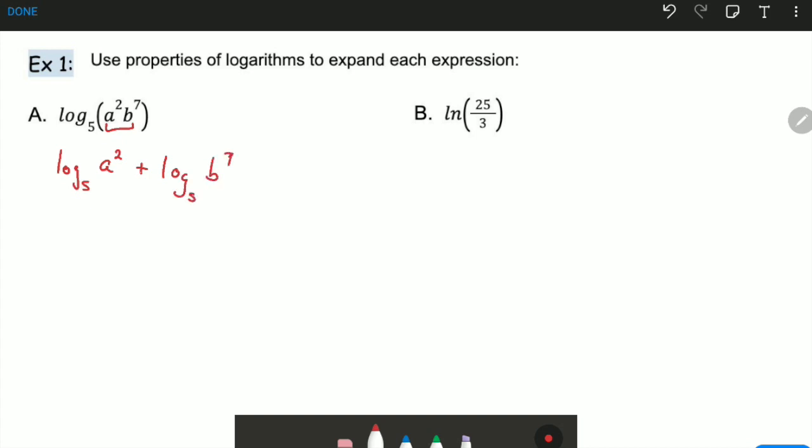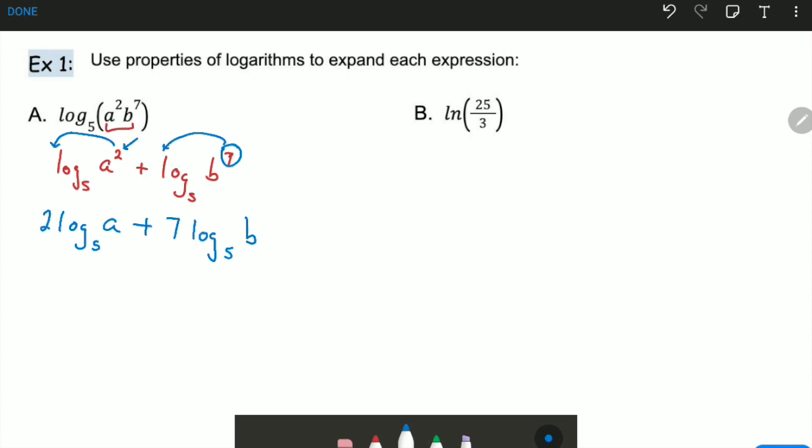Like so. The last thing we have to do for expansion, if possible, is if there is an exponent, according to the power property of logarithms, we want to move it down into the front. So we'll take each of our exponents and move them down into the front as a coefficient with a logarithm. So 2 log base 5 of a plus 7 log base 5 of b.